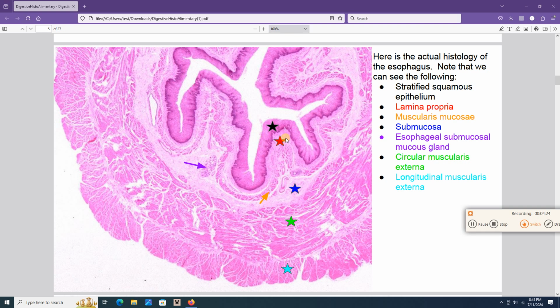Under the epithelium, we're going to have our lamina propria. Then there's a little pinkish layer. You see this little pinkish layer right here? That is my muscularis mucosae. Then this kind of lighter colored region, my blue star is in there too. That is my submucosa. Then I got my circular muscularis externa. Then I got my longitudinal muscularis externa. And oftentimes we don't see the adventitia. It's just not here.